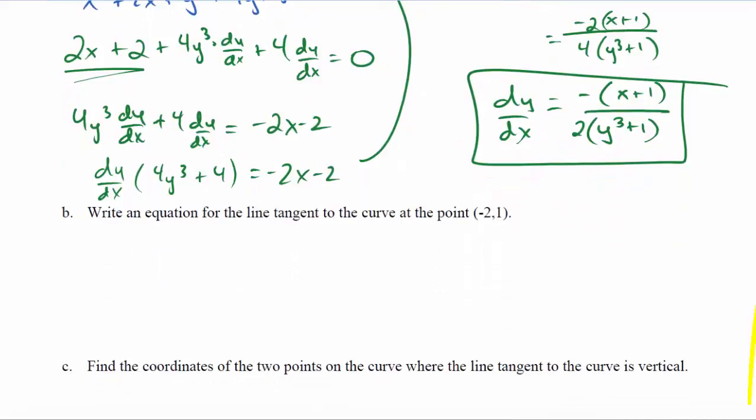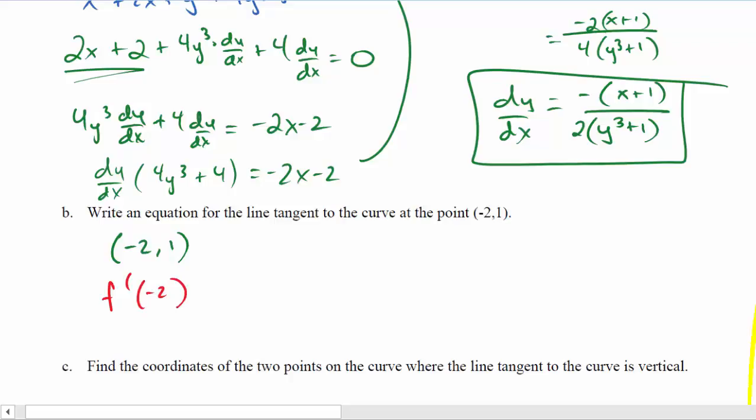Write an equation for the line tangent to the curve at the point negative 2, 1. They already gave me the point negative 2, 1. The one thing you should not do, so I'm intentionally going to write this as something you should not do, f prime of negative 2. There was no f, and this is not a function, this is implicit, so don't do this. Instead, I'm evaluating dy/dx at the point negative 2, 1. I'm using both x and y.